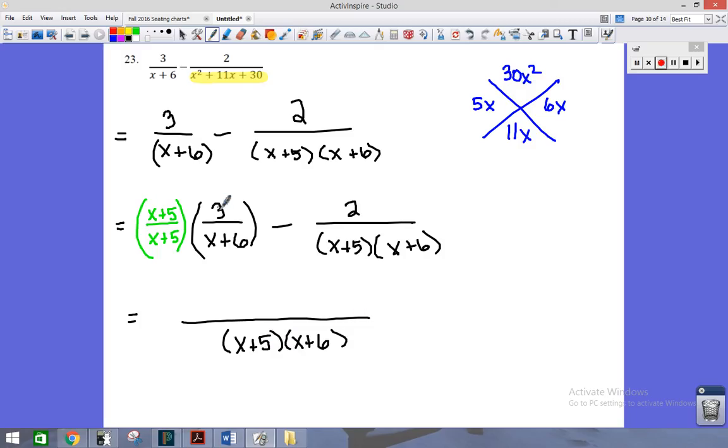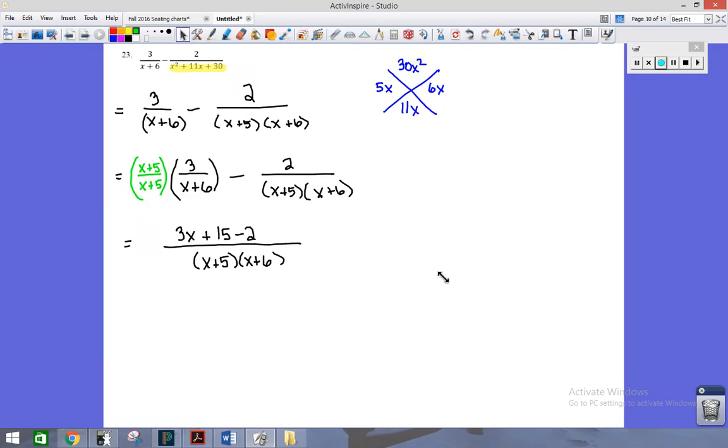Now I'm going to do the subtraction. I have to combine these two numerators. So this x plus 5 gets multiplied by 3. That means both of the terms get multiplied by 3. When you take x and multiply it by 3, we just write it as 3x. When you take 5 and multiply it by 3, that's 15. And 15 minus 2, that's 13, and we're done.